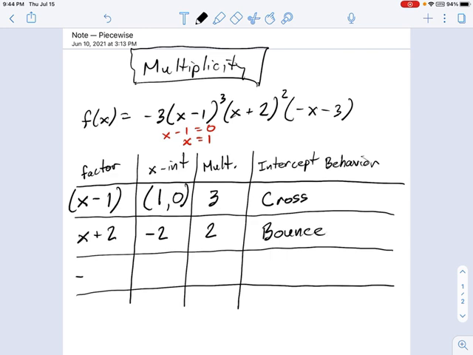And then the last factor is negative x minus 3. And if you solve that equation, negative x minus 3 equals 0, you'll get negative 3 for the x-intercept, where it has a multiplicity of 1. See this exponent right here that I just drew in there? 1 is an odd number. If you don't see an exponent, that's what it is. And because it's an odd number, it's going to cross.